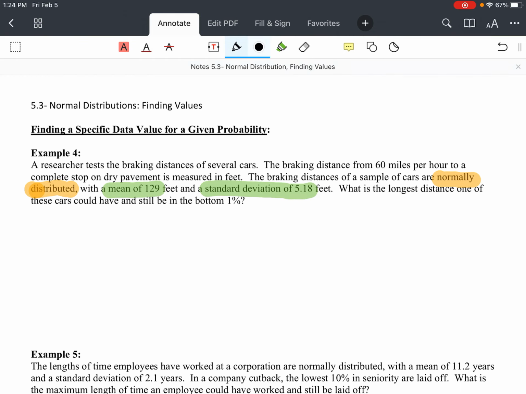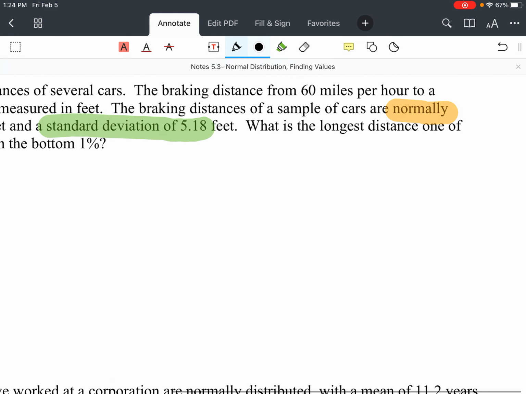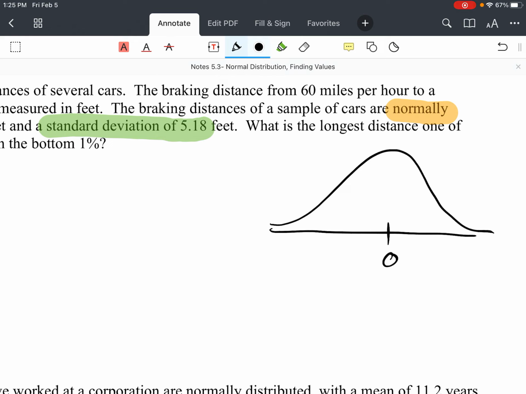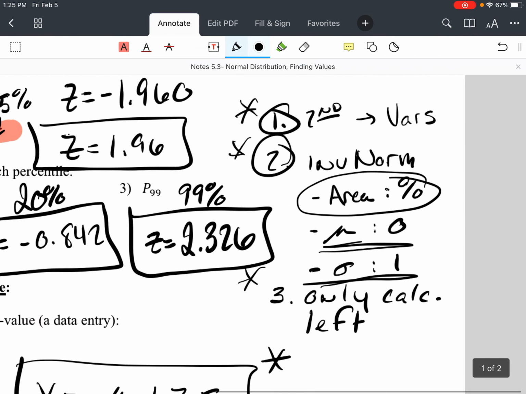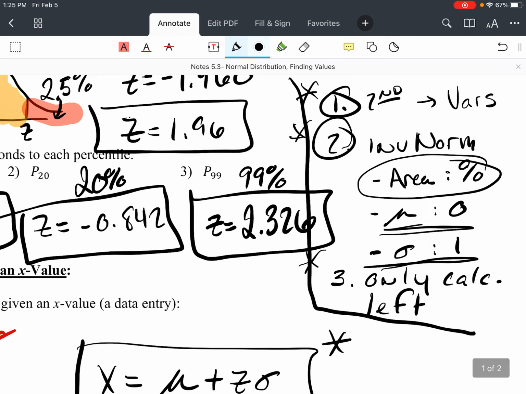We want to know what the longest distance of these cars could have and still be in the bottom 10%, or 1%, my bad. So the bottom 1% is what we're looking for. So I'm going to draw my picture. We'll go ahead and use a z-score. The area behind 1% would probably be in this little bitty tail right here. So 1%. We're looking for this z-score here.